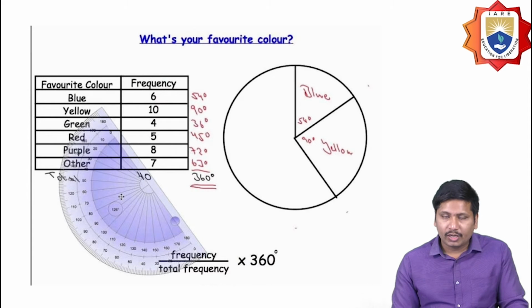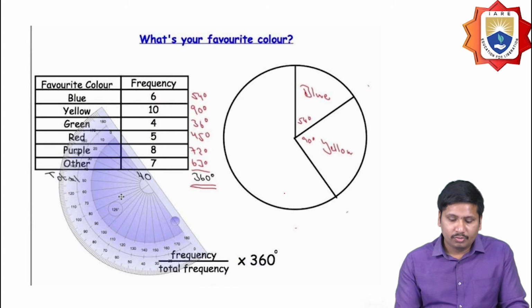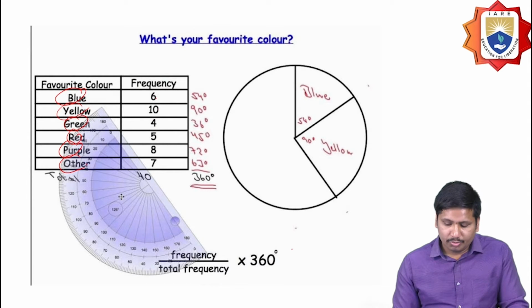So let me take another example, like favorite color and frequency. So blue, yellow, green, red, purple and other. So the frequency should be some 6, 10, 4, 5, 8 and then 7. So I can represent this in the form of 360 degrees. So for that what I have to do? The frequency divided by the total frequency.